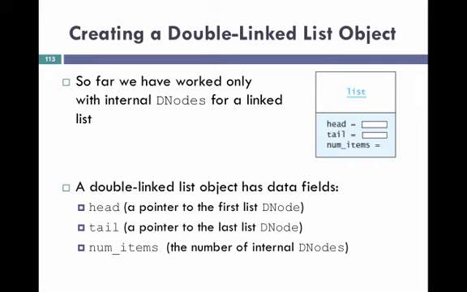So far we've worked only with internal nodes for a linked list. A double linked list object has data fields. It has a head to point to the first node in the list, and a tail to point to the last node in the list, and num items is the number of internal nodes in the list. So this is an object that keeps track of our list. And notice our list contains node objects, and it can be of any arbitrary size.